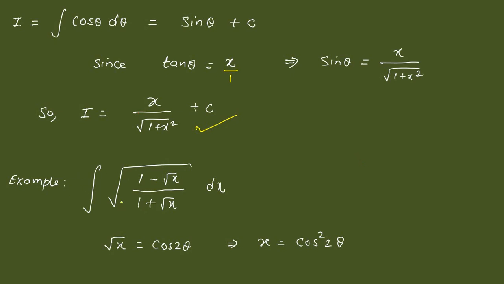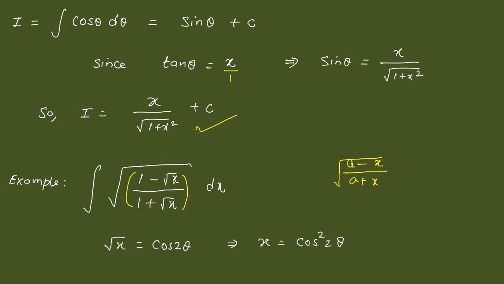Let us do this example. In this example you can see that this is the square root of this expression, and this expression is 1 over root x divided by 1 plus root x. So you can see this is more or less in the form of the square root of (a minus x) by (a plus x). You can see this root x is in the place of x, and the 1 is in the place of a. So you can simply substitute x equals cosine theta.